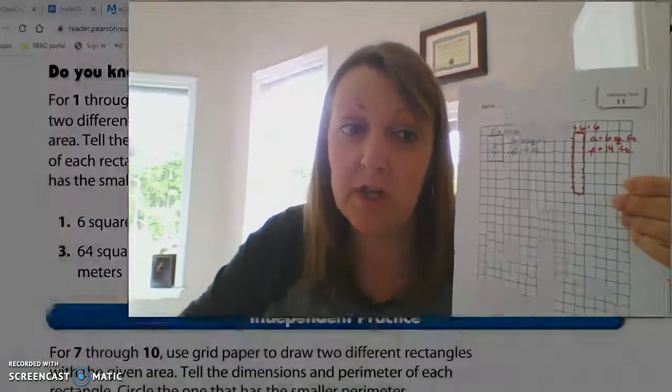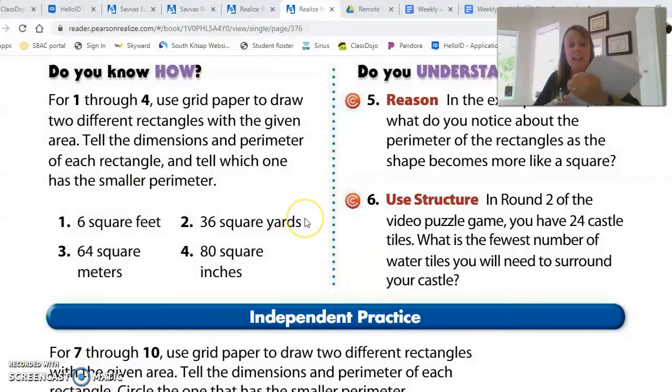Now this one's kind of a challenge because it's 36 square. I better write this down because you know I forget things. 36 square yards. Okay. Now, are you really going to draw 1 across and 36 down? No, that won't even fit on my paper. So now we have to figure out what are 2 factors that make 36. What times what is 36?